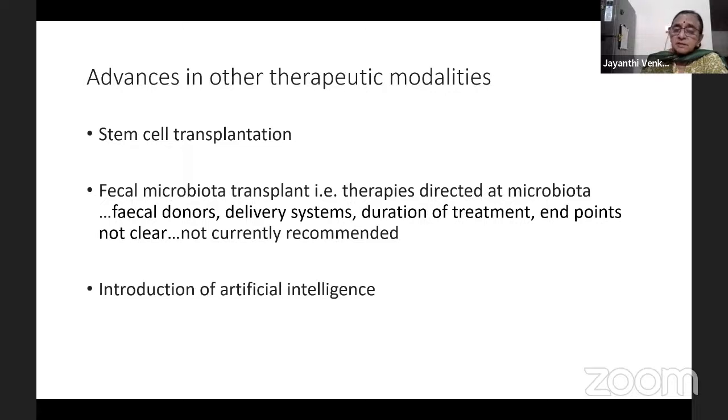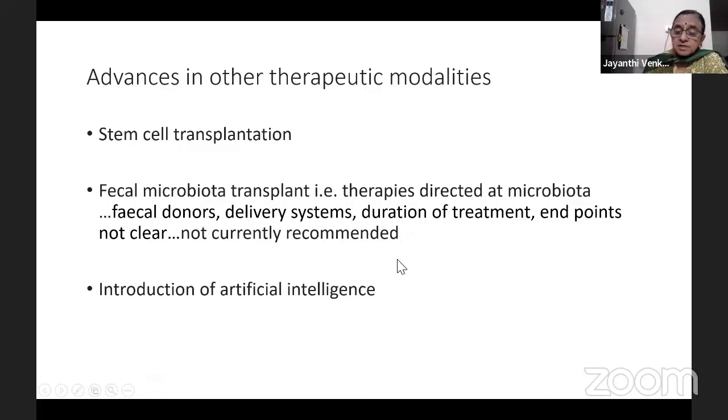So I would like to conclude by saying that while we have huge amounts of biologics and a newer therapeutic armamentarium available to us for management, other advances are taking place in therapeutic modalities, and these include stem cell transplantation and fecal microbiota transplant, which are therapies directed against the dysbiosis. However, we do not have much information on who should be the donor, the various delivery systems to be opted for in these patients, what should be the duration of treatment, and what will be the endpoint. All these are not yet known to us.